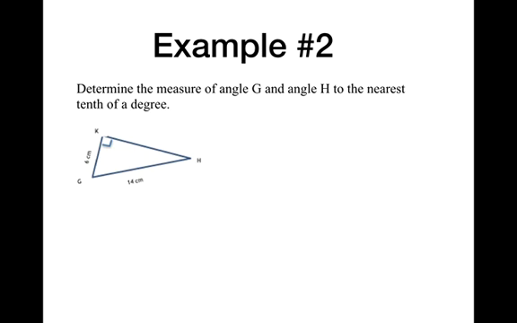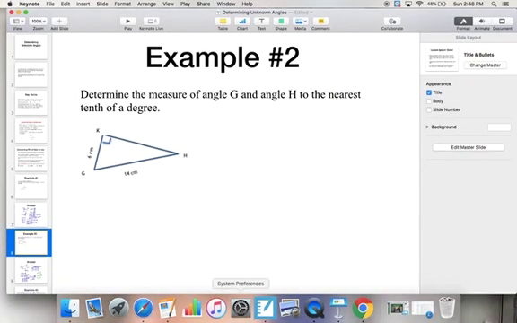So this is example 2, we have triangle GHK, where we have our right angle at angle K, side length G to K is 6 centimeters, and the hypotenuse, G to H, is 14 centimeters. And we're being asked to find what is angle G and what is angle H. So let's do that.